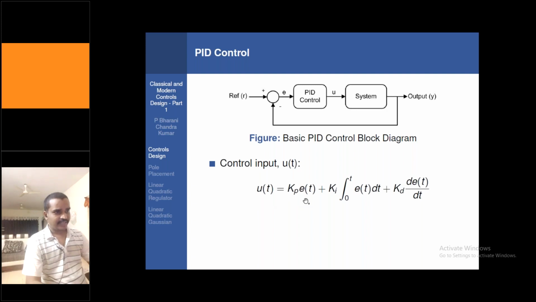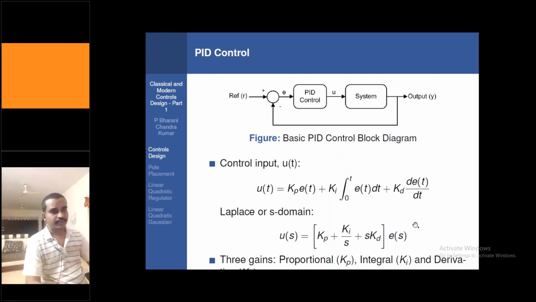So U of t, Kp, Ki, Kd. PID stands for proportional, integral, and derivative. You can see that the control is proportional to the error, so that's why it's a proportional term. In addition, the control is proportional to the integral of the error, so integral action. And the control is again a function of the derivative of the error, so derivative. So this is how PID comes into the picture. And if I convert this into the Laplace or s domain by using the Laplace transform, assuming zero initial conditions and so on, U of s is Kp plus Ki by s plus s into Kd, times the error. The three gains: Kp, Ki, Kd.